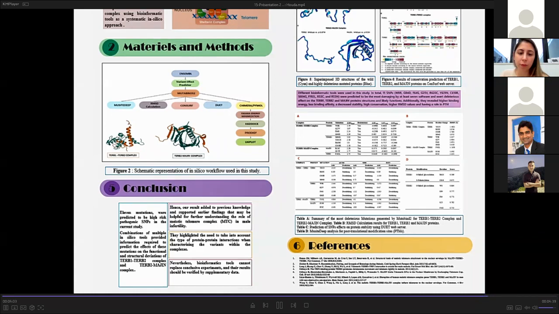Combination of multiple in silico tools provided information required to predict the effects of these mutations on the functional and structural deviation of TERB1, TERB2 complex, and TERB2, MAJIN complex. Hence, our results added to previous knowledge and supported earlier findings that may be helpful for further understanding the role of the meiotic telomere complex in male infertility. The results highlighted the need to take into account the type of protein-protein interaction when characterizing the variant within the complex. Nevertheless, bioinformatics tools cannot replace conclusive experiments, and their results should be verified by supplementary data. Thank you for your attention.